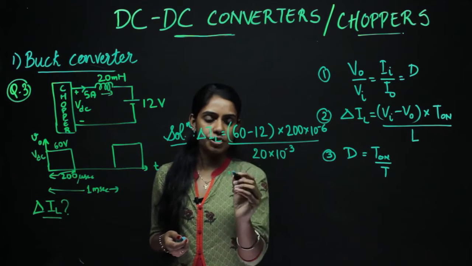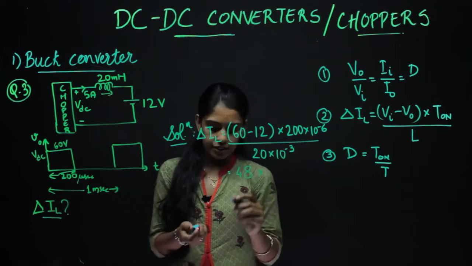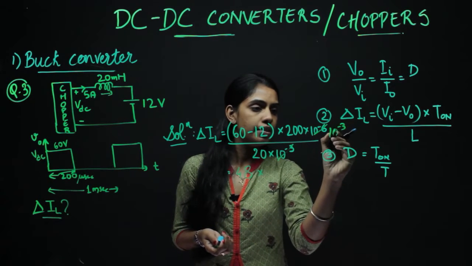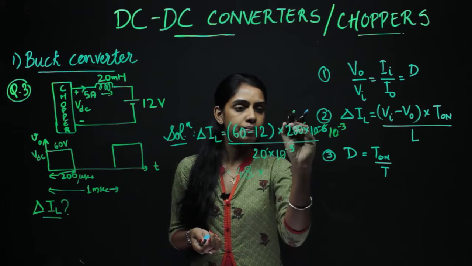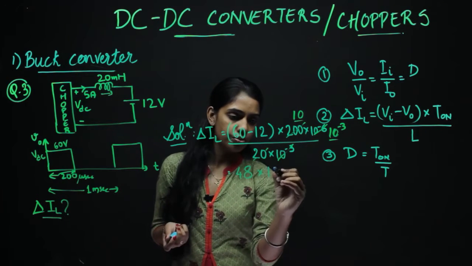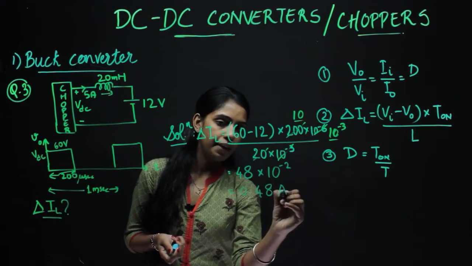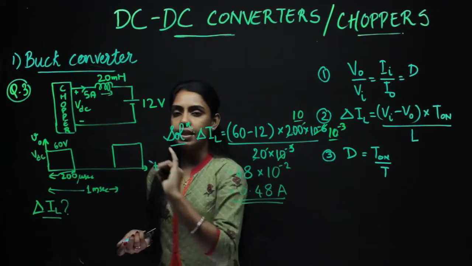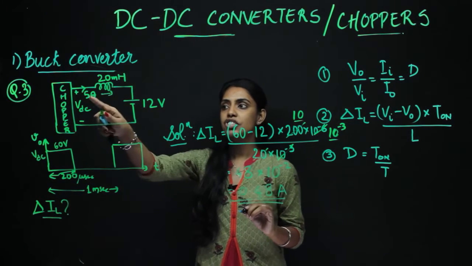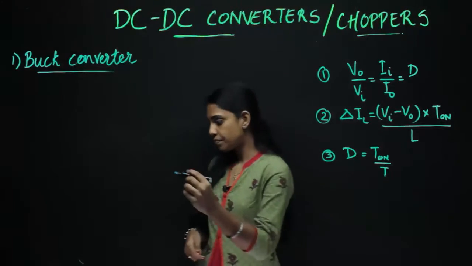So 60 minus 12. So we have 48 here, multiplied by, this becomes 10 raised to minus 3 only, and this becomes 10. So effectively this and this we get 10 raised to minus 2, which is equal to 0.48 amperes. So this is what is asked, and that is the change or the ripple, a peak-to-peak ripple in the charging current, that is delta IL. We'll now move on to the next question.